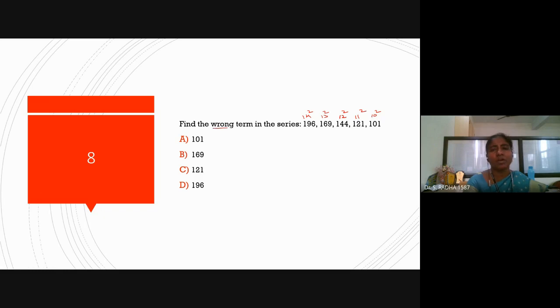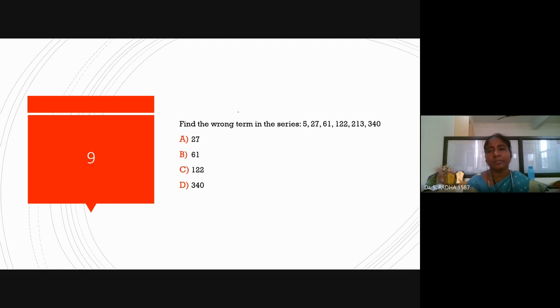We have to find the wrong term in the series. All others are following some series except this 101. The answer is 101. I am going to the next problem. Find the wrong term in the series.